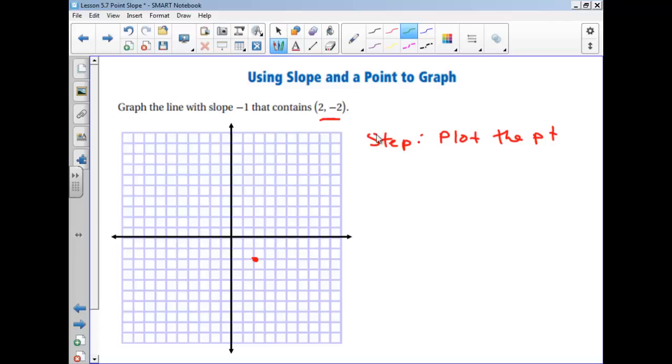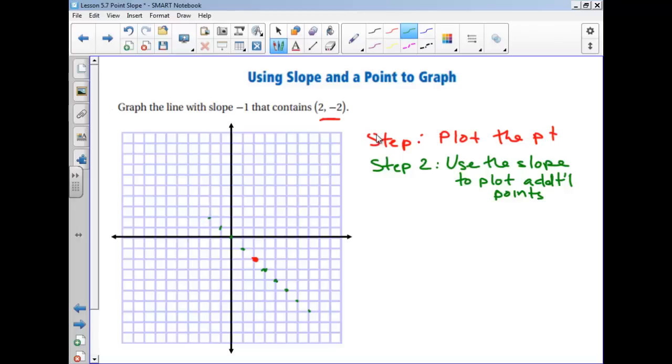Step 2, we want to use the slope to plot additional points. So we're going to use the slope, and we're going to use that to plot additional points. So like we've done in class before, we're going to use that slope of -1. So 1 over, 1 down. And I'm going to go ahead and plot some additional points in the opposite direction. I go 1 over and 1 up.